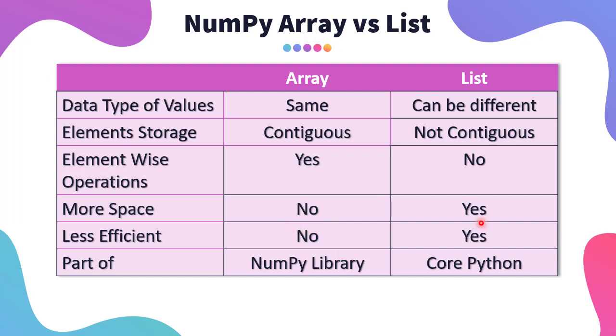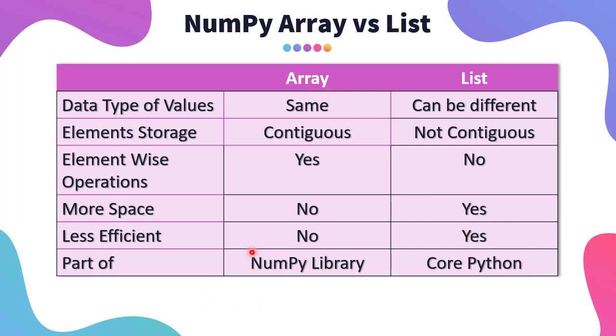Less efficient? Yes. So again here you can say arrays are more efficient than the list, because the storage is very good over here. They are stored side by side. So when you access the array from the memory, they are accessed very fast as compared to lists.